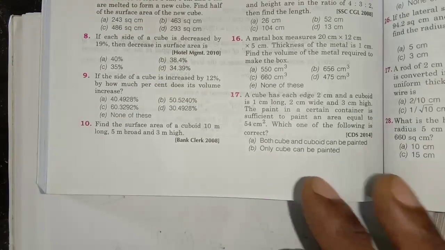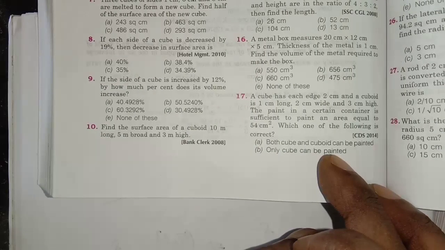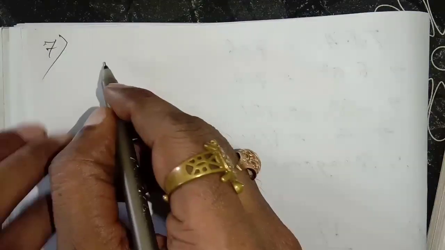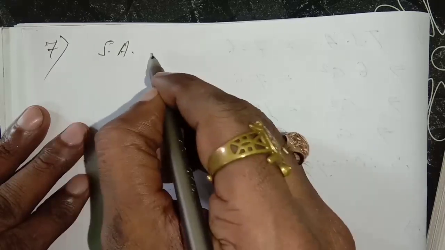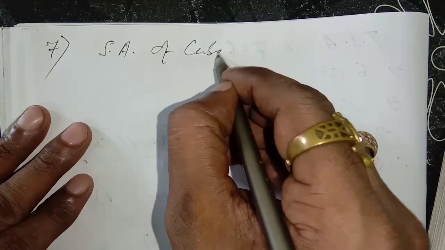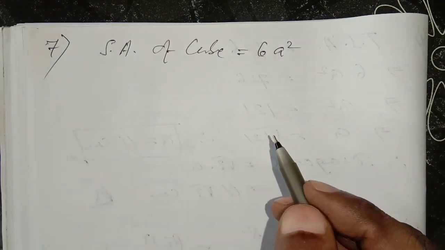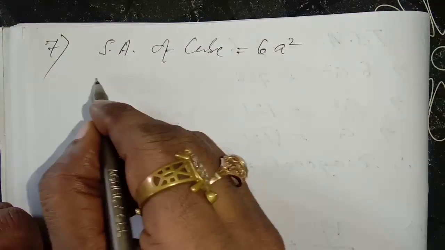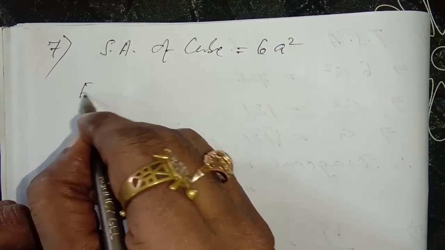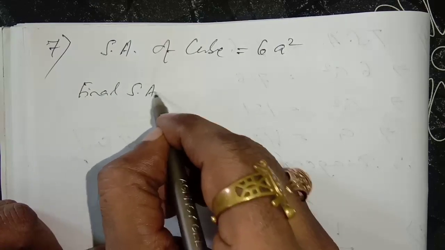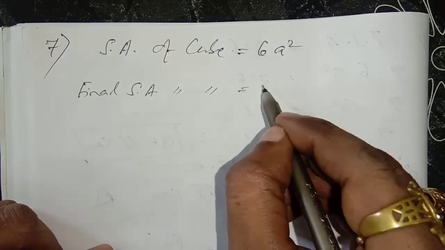So initially the surface area of the cube is 6a square. Okay, just see. Question number 8. The surface area of a cube initially is what? 6 a square. The surface area of a cube initially is 6 a square. And the final surface area?